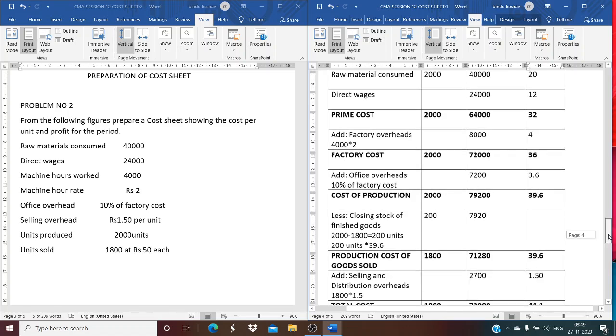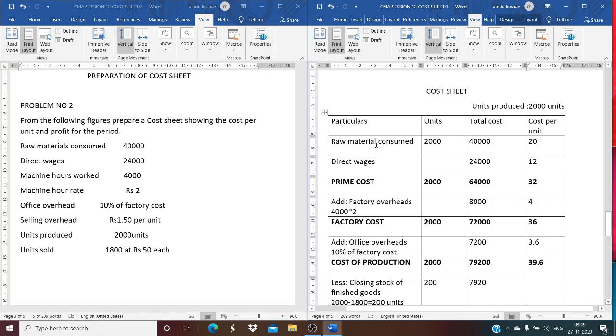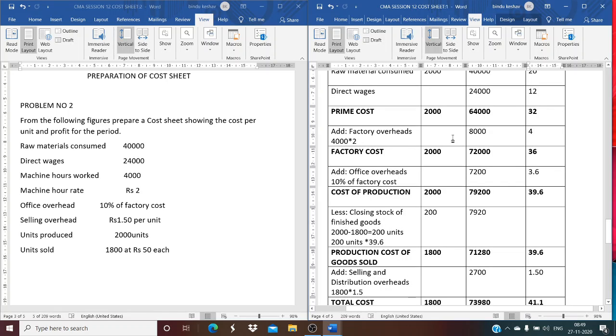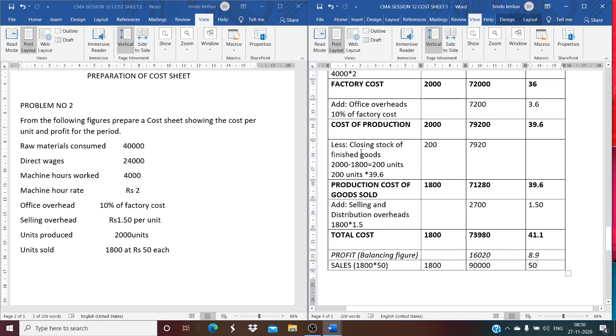So once again we'll see the cost sheet from the beginning. Cost sheet, units produced 2,000 units, materials and wages. The total cost is given. We have found out the per unit. We have found out the prime cost, which is nothing but the sum of direct materials, direct wages and direct expenses. To that we have added the factory overheads. We have got factory cost. To that we have added office overheads, that is 10% of the factory cost. We have arrived at the cost of production, and we had adjusted the closing stock less closing stock of finished goods, using the current cost of production, 39.6 rupees.